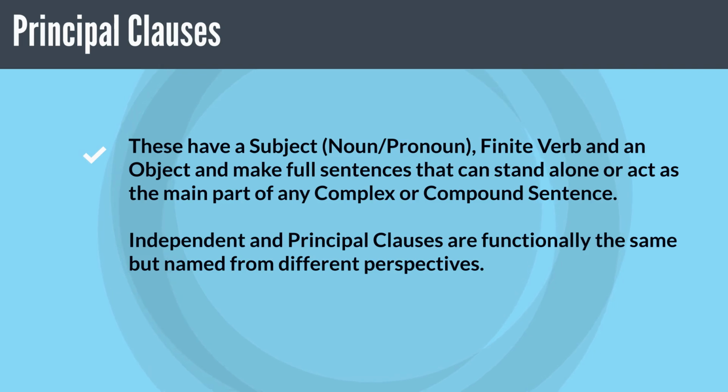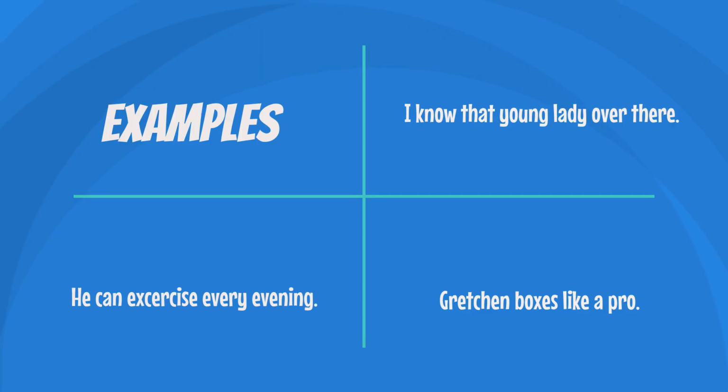And finally, principal clauses. These have a subject, noun/pronoun, finite verb and an object and make full sentences that can stand alone or act as the main part of any complex or compound sentence. Independent and principal clauses are functionally the same but named from different perspectives. Examples: I know that young lady over there. He can exercise every evening. Gretchen boxes like a pro.